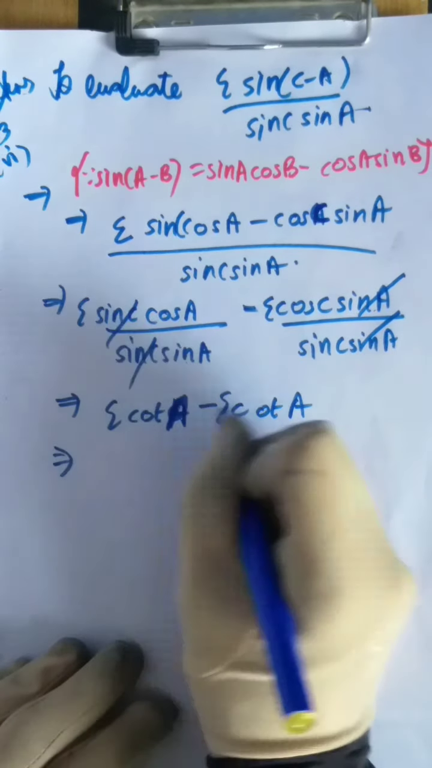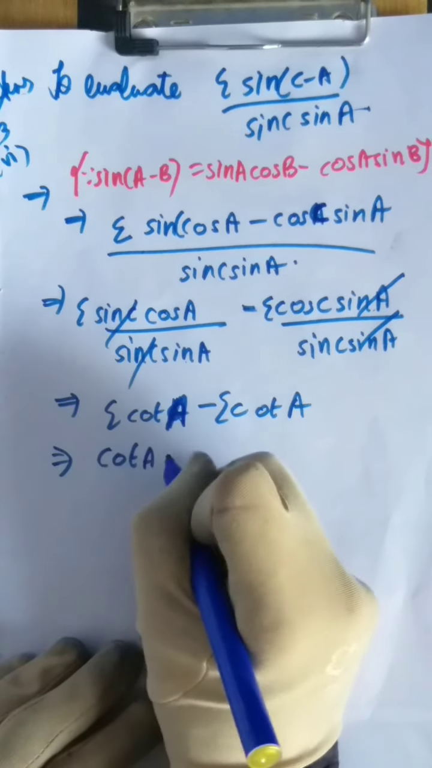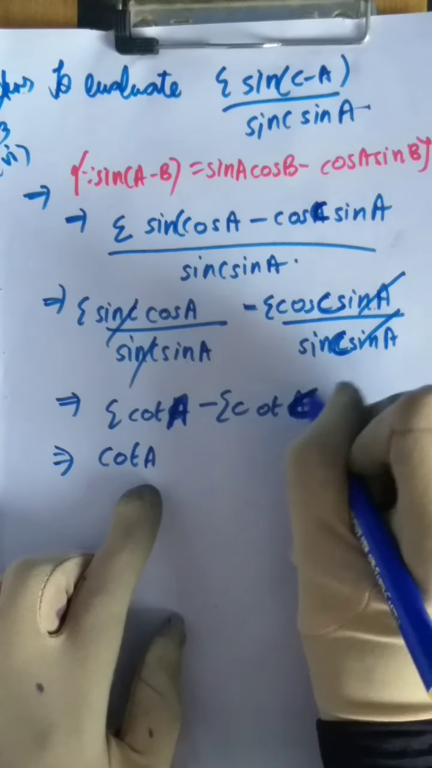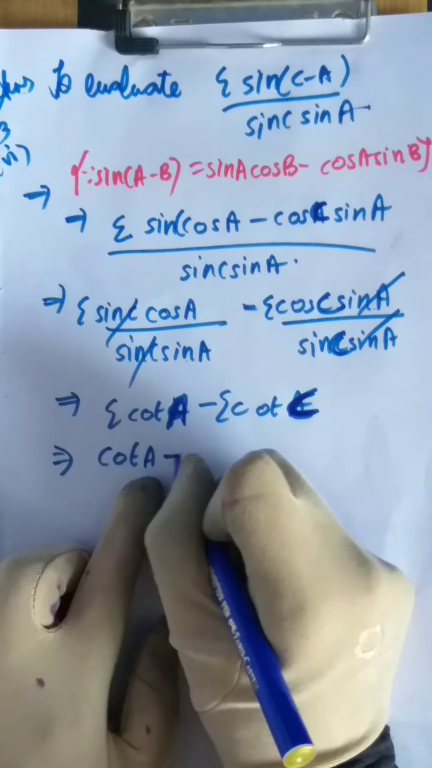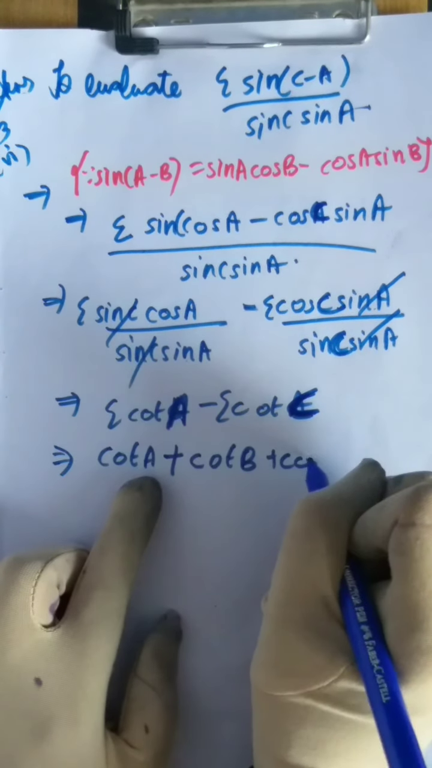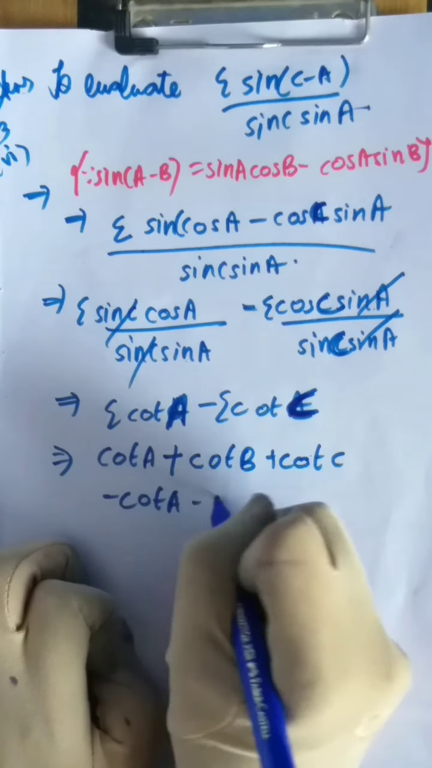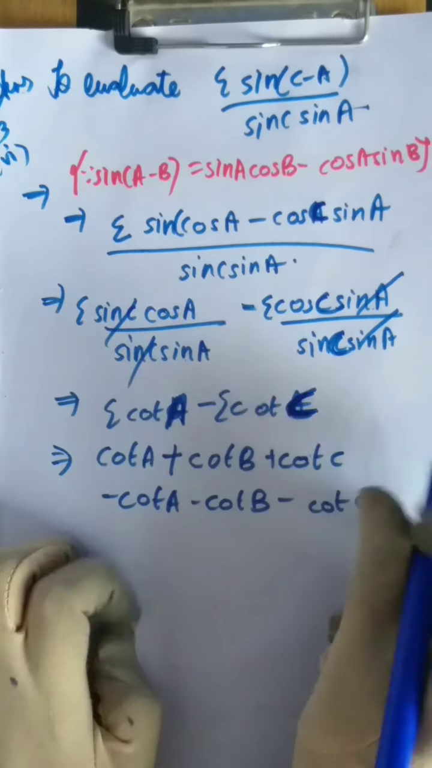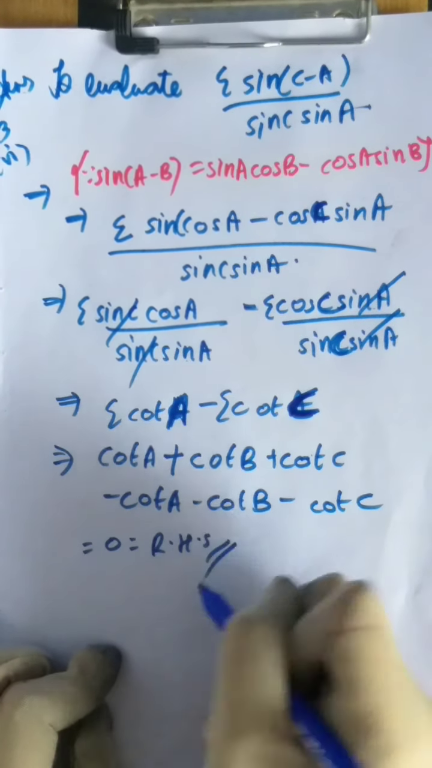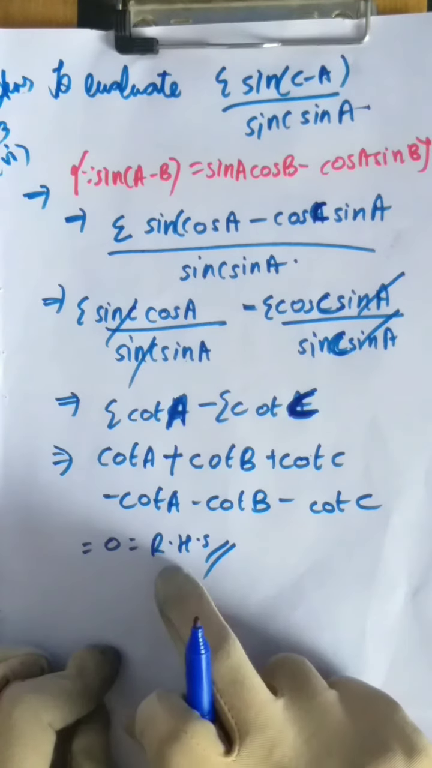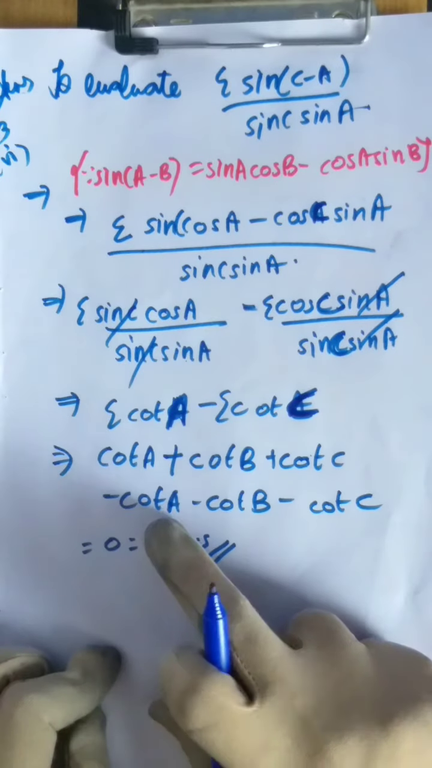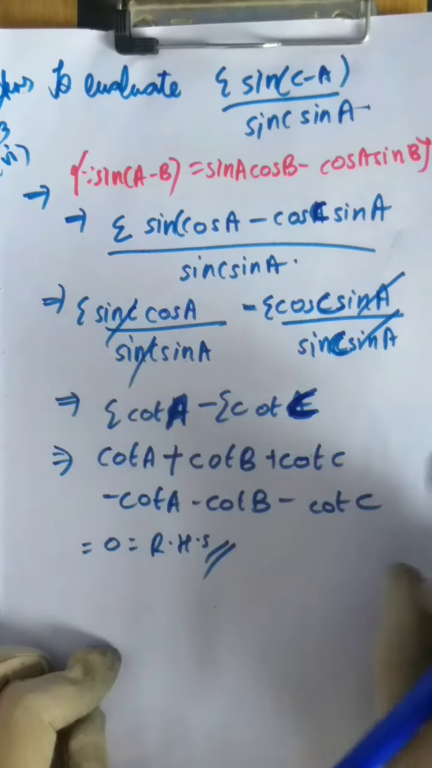So if we want to remove this sigma, okay, how to remove this sigma? If we have plus cot a, we can write minus cot a. Here we have c because it is cos c by sin c, right? So here we can write cot a minus cot c plus cot b minus cot a plus cot c minus cot b. And we know whenever we have plus minus plus minus plus minus, the answer will be 0. So we got the value of sigma sin(c-a) by sin c into sin a as 0. Remember this sigma is cot a minus cot c. Plus cot a means we can write minus cot a. Here we have minus cot c means we can write plus cot c.